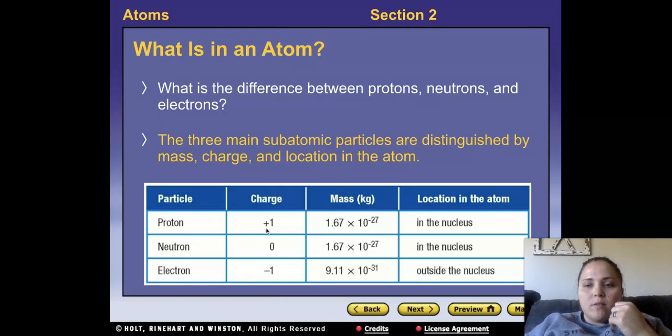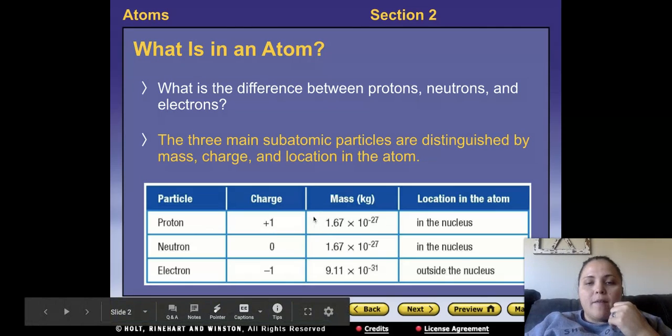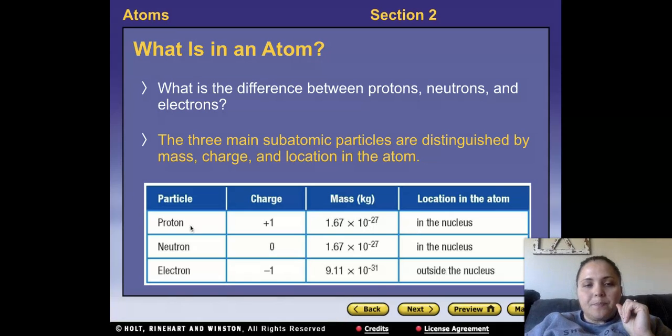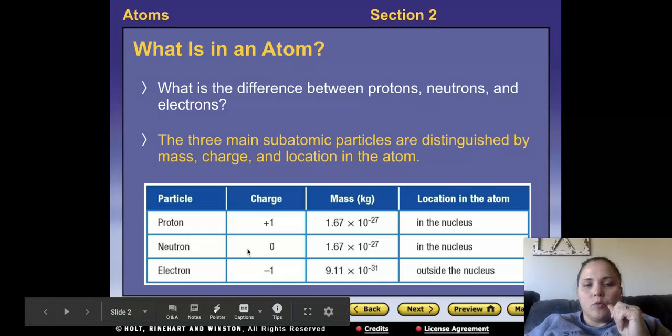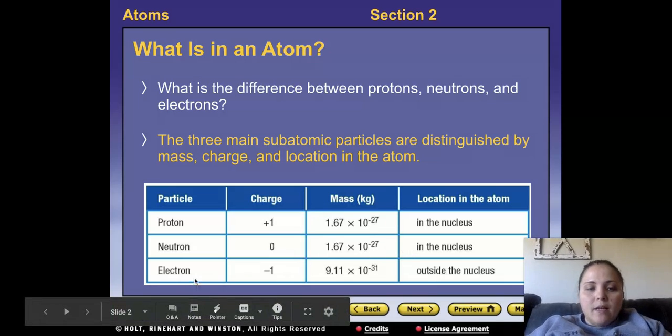Protons have a positive charge. They have a mass of 1.67 times 10 to the negative 27th, and they're located in the nucleus. Neutrons have a neutral charge, a charge of 0, and their mass is the same as protons. They're also located in the nucleus. And then electrons have a negative charge, and their mass is a lot smaller. It's 1,000 times less than the other two, and they're located outside of the nucleus.